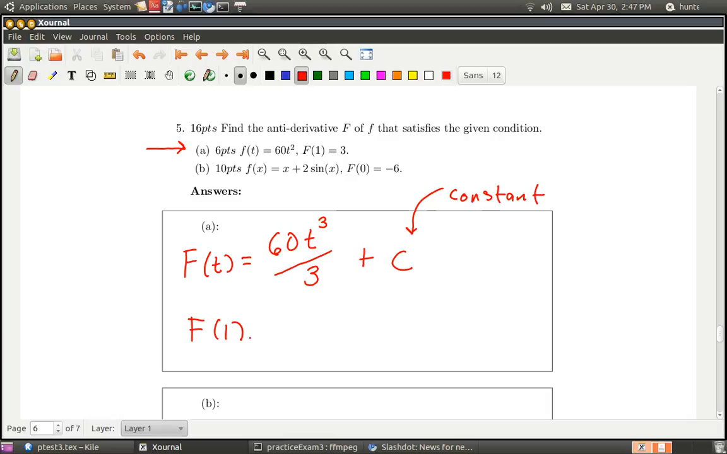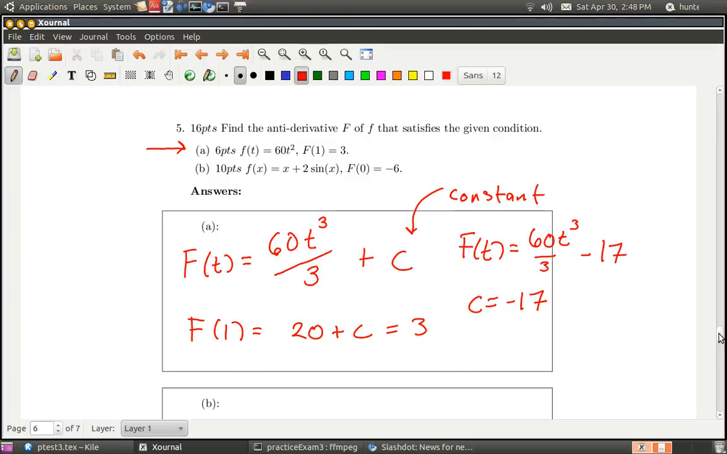f of 1 is going to be 60 over 3, which is 20, plus c, but now they're telling us that that's definitely equal to 3. And so that means that c has no choice but to be minus 17. And so the final answer is f of t equals 60t cubed over 3 minus 17. So that's the answer to part A.